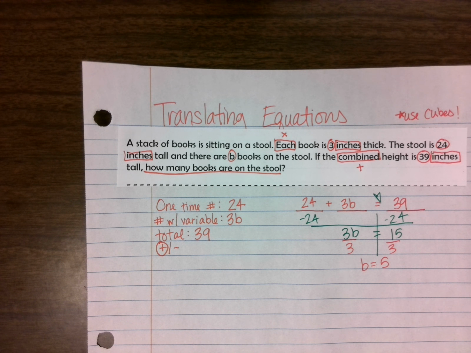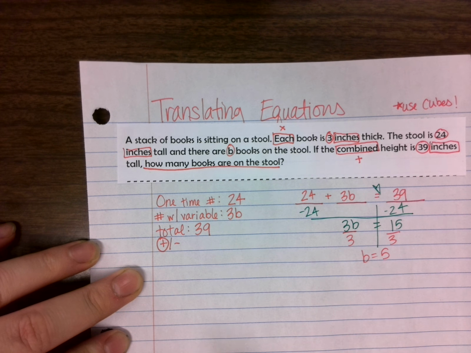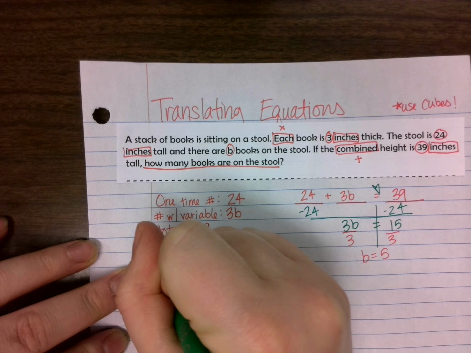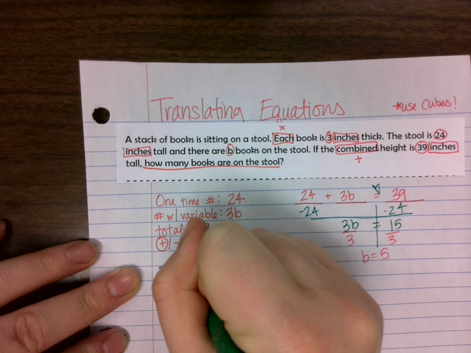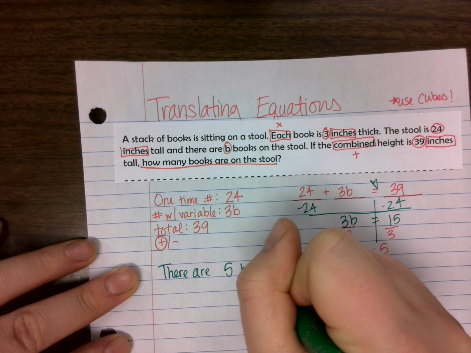When you solve, you get that b is equal to 5. The question says how many books are on the stool. If you answered b equals 5, people are going to look at you like you're crazy. How would you answer that question, how many books are on the stool? You would say there are 5 books on the stool.